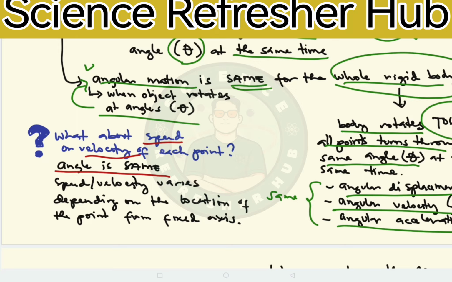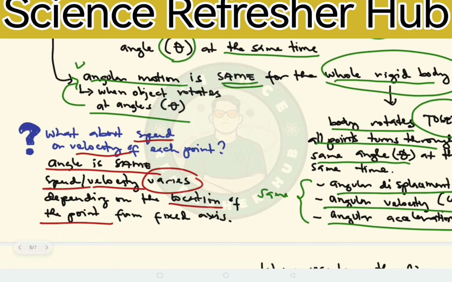Okay, but there is a difference when we will be viewing speed and velocity, not the angular speed or velocity, but the speed itself or the velocity itself. It varies, not the same, depending on the location of the point from the fixed axis. So I will be giving a certain illustration for that.